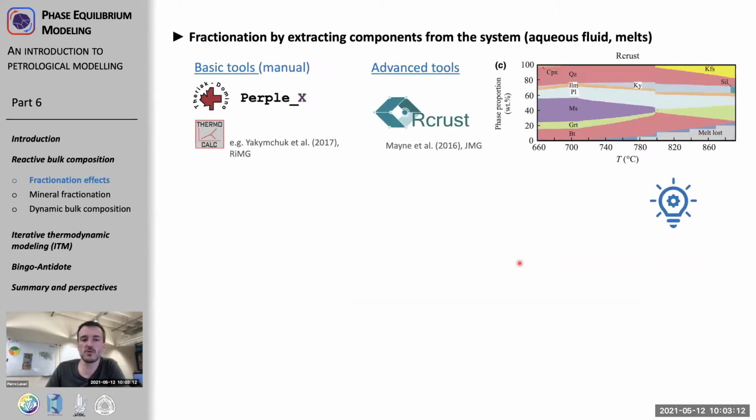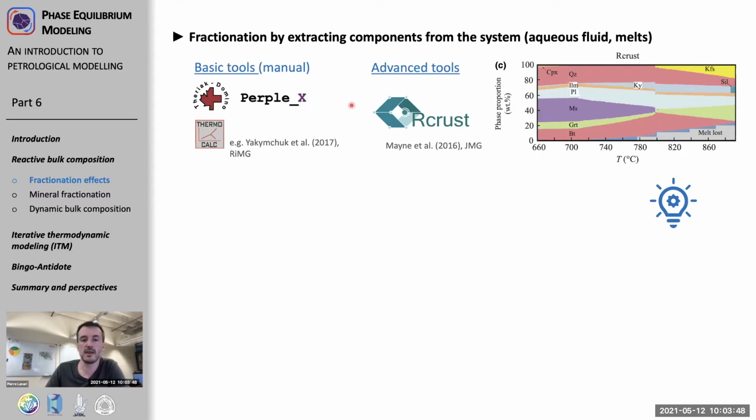So we have modeling tools for those two types of fractionations. The first is fractionation by extracting components from the system, such as aqueous fluids or melt. We have seen already yesterday during the presentations that you can do that in Theriak-Domino. You can run that in Perple_X as well. And you can do that in Thermocalc. If you want some examples of applications of extraction of melt with Thermocalc, I encourage you to take a look at the papers from Chris Yakymchuk, for example. But those are the basic tools, and you will have to do a lot of things a bit manually at some stage.